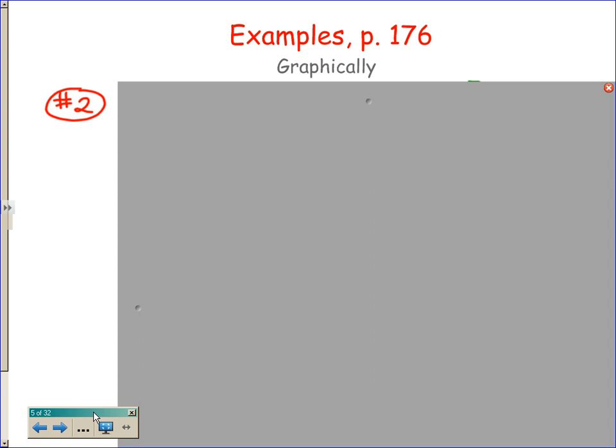Once you finish reading, go totally silent so I can tell when you're done. Once you finish reading, go totally silent so I know you're done.